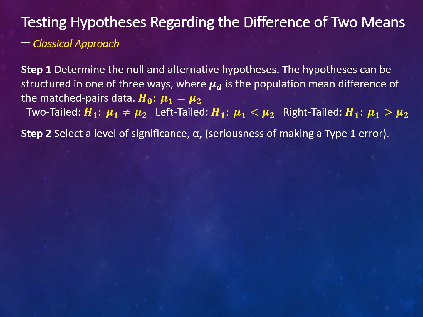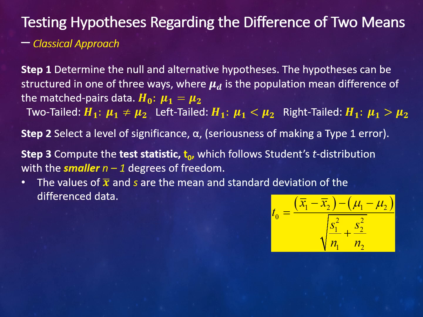The second step is to select a level of significance. And the third is to compute the test statistic. And we just saw this new formula, which is the first thing here. And we'll note that when we're talking about degrees of freedom, we're going to look at whichever sample had the smaller sample size. In the formula, of course, the values of x bar and s are the mean and the standard deviation of the specific sample.